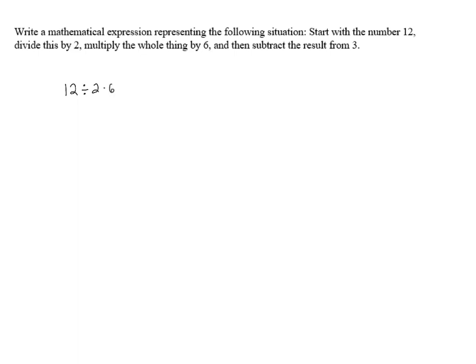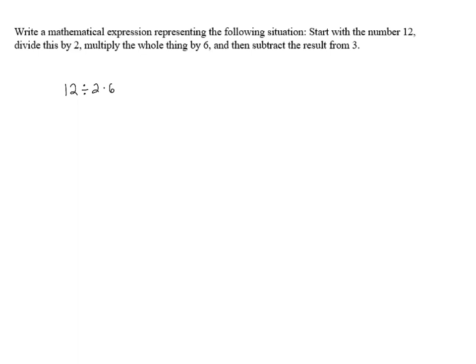And we don't need any parentheses here because when we write it in this order, we are taking 12, dividing it by 2, and then multiplying the result by 6. We know that division and multiplication go from left to right.